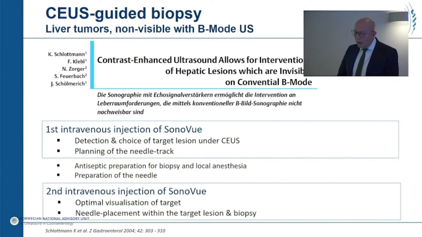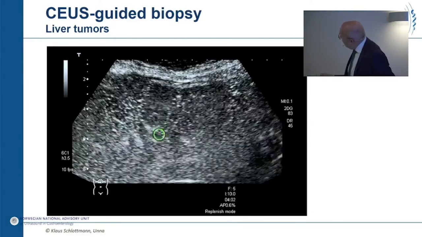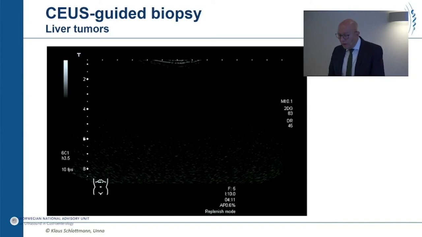Now we come to guidance of biopsy, and this, to my knowledge, was the first paper describing the use of contrast-enhanced ultrasound for interventions of hepatic lesions which are invisible on conventional B-mode. Klaus Schlottmann and his group from Unna, and I think he was at the university in Regensburg at this time, first injected SonoVue to detect the lesions and to decide which lesion should be targeted under CEUS. Of course, we have to plan the needle tract, and using a second injection of SonoVue, he placed the needle within the target for biopsy. This is one of the videos cited in the study. You can see this is a hypervascular lesion, which now is visible in the late phase and may be biopsied, old images, but showing the principle.